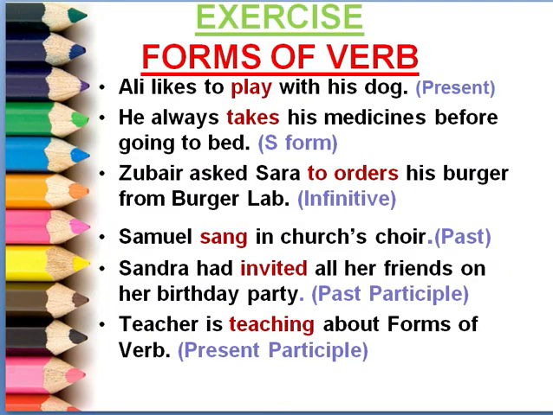Let's look at the exercise of the 6 forms of verb. Number 1. Ali likes to play with his dog. Play is present form. Number 2. He always takes his medicines before going to bed. S is there, so this is S form. Number 3. Zubair asks Sarah to order his burger from Burger Lab. To order, this is infinitive.